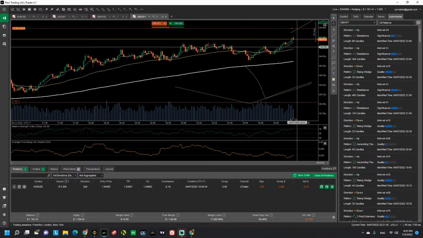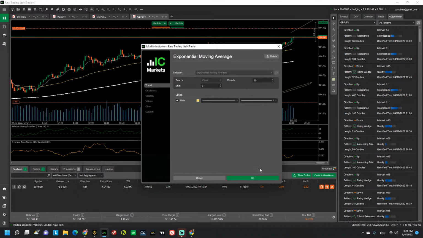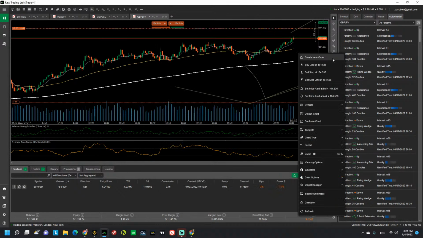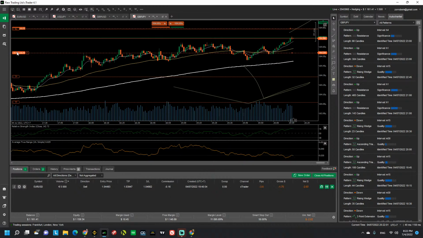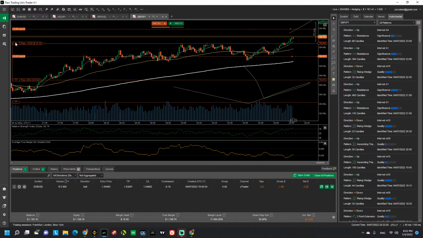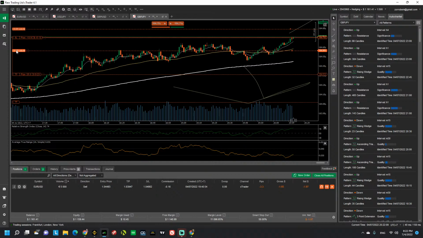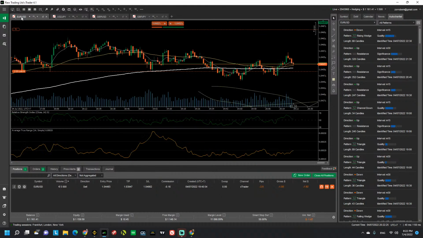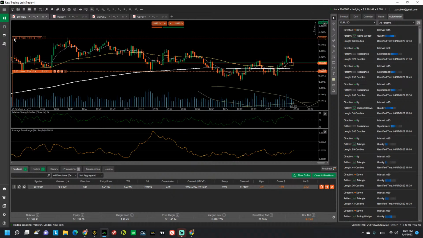I'll put a sell stop under here. Let's see, USD M8. Put that to 737.